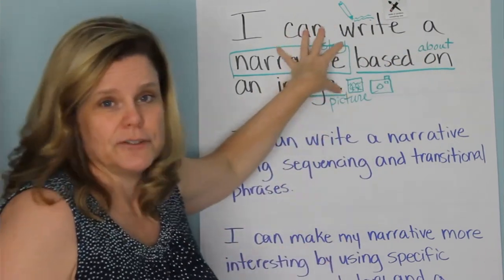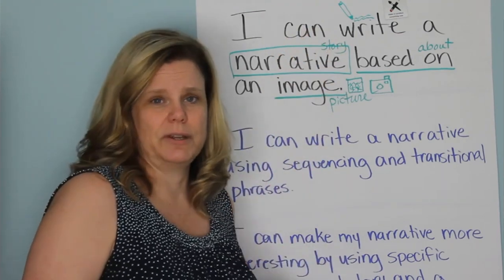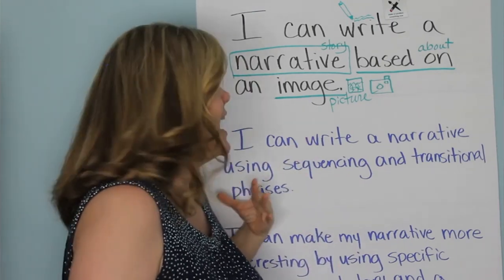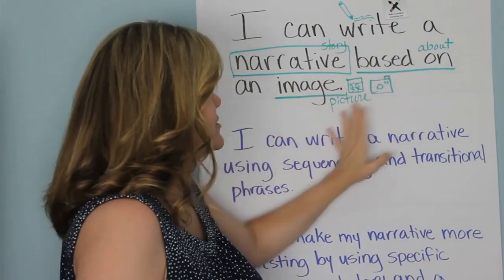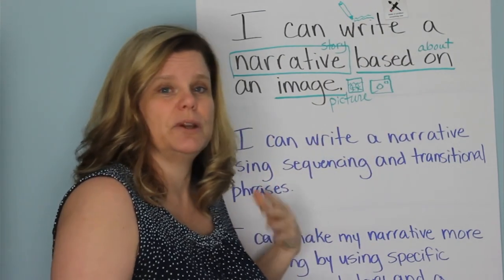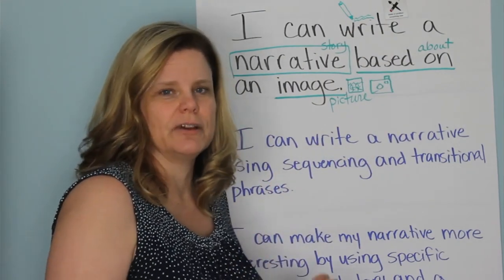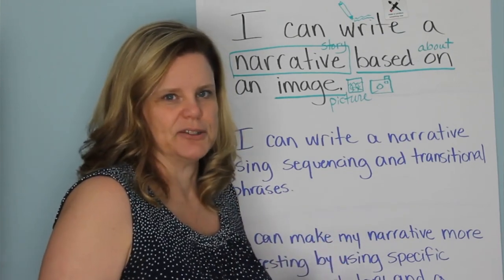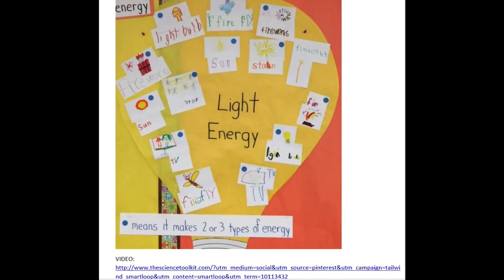Then this is left for the lesson, and at the end of the lesson, we come back to it. I can write a narrative based on an image. I can create a story about the picture. Did we do that? Did we create a story? Did we create a narrative? Repetition, repetition, repetition of that academic language. So developing that word level.